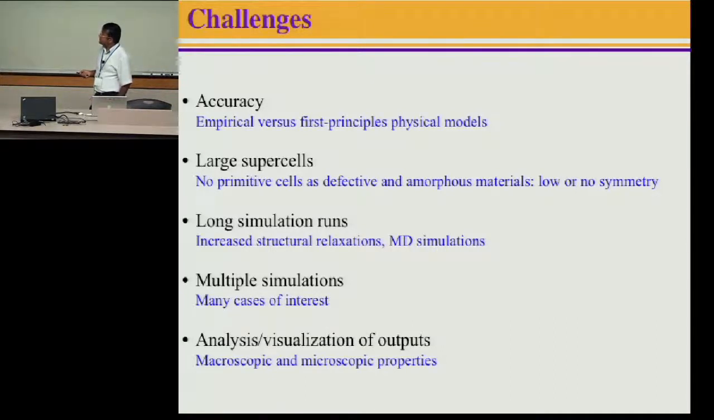Even if you decide on a particular supercell and a certain long duration, one simulation is not enough. You normally need to make many simulations in order to completely solve the given problem. And at the end, whatever results your simulation produces, you have to analyze those results. In many cases it may be straightforward, in some cases it may not. So you need some sophisticated tools, like visualization tools.